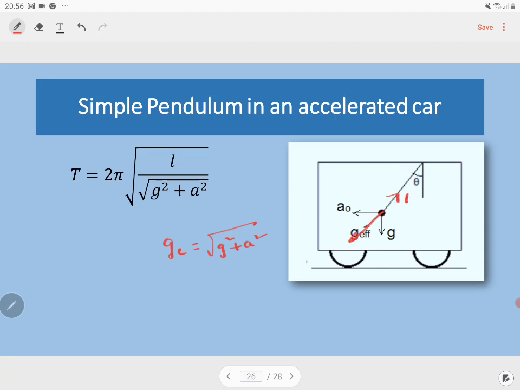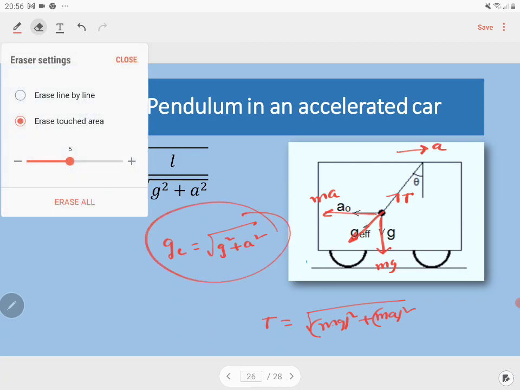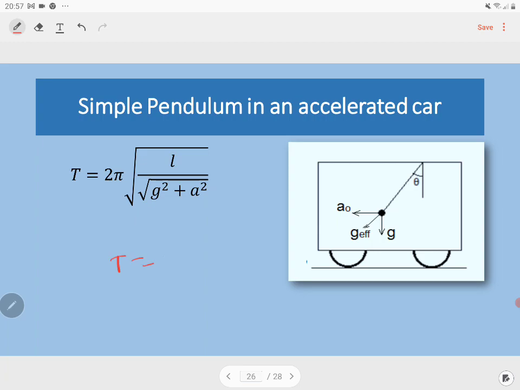In equilibrium position, find the tension. So here there will be mg and there will be ma, if a is the acceleration, in the right direction. So tension T is equal to root over (mg) whole square plus (ma) whole square. Now T is equal to mg effective. Substitute, m you can take common from inside the root and you will get this as g effective. Once you get g effective, substitute in this formula, T is equal to 2 pi root over L by g effective. So this is how you get this formula.